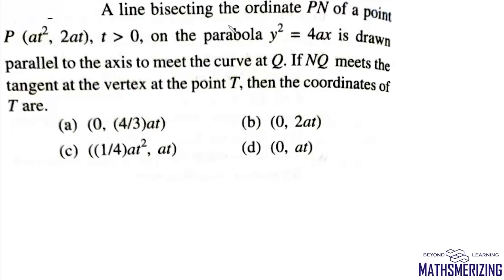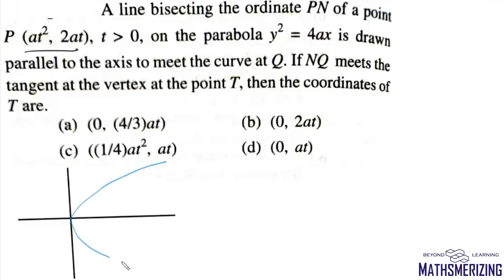Now here the question is, a line bisecting the ordinate PN of a point at square 2at, when t is greater than 0. So first we'll draw this parabola. And then on this parabola, we have a point P, which is at square 2at, and then we have this ordinate PN. So this is N, and N is at square comma 0.